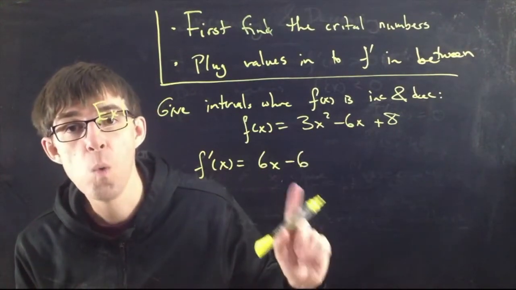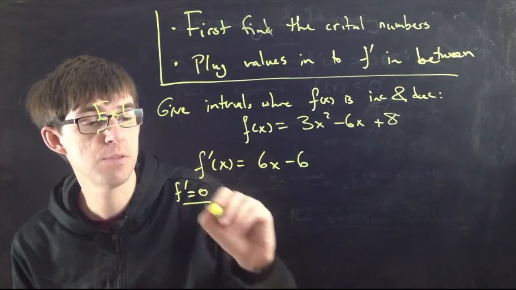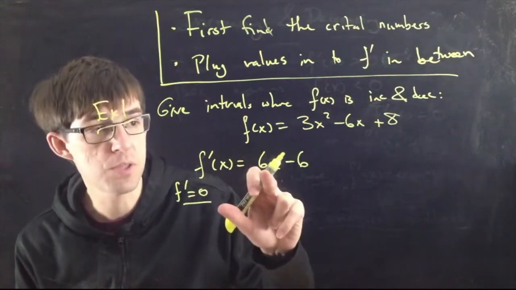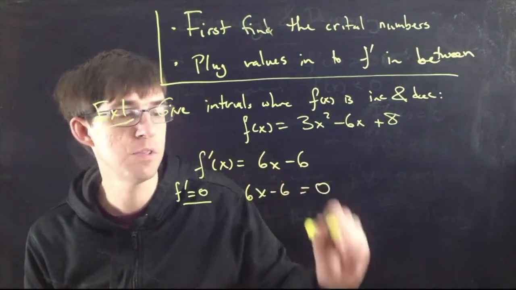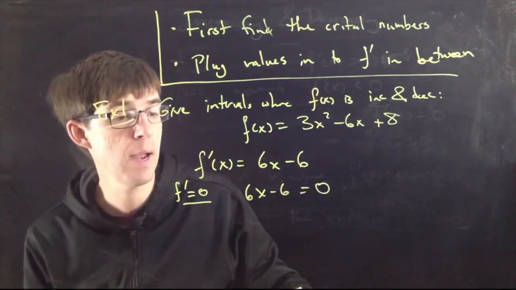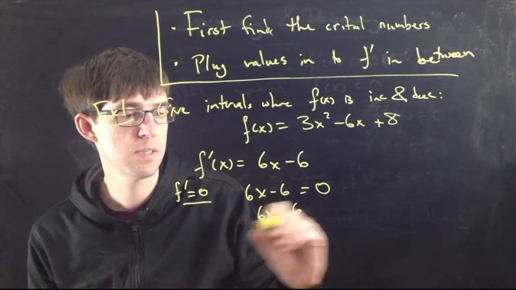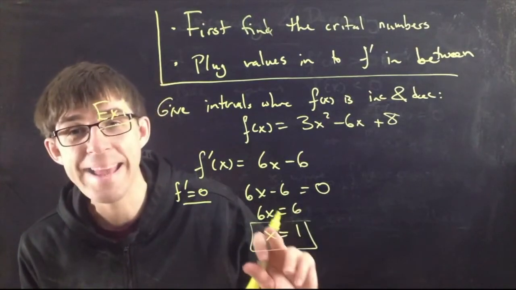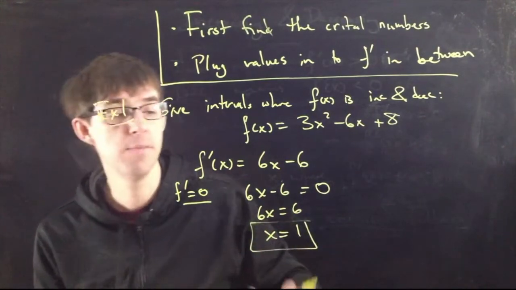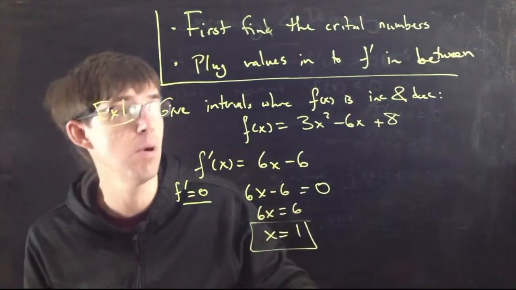I want to know when the derivative equals 0. f prime equals 0 is what I'm trying to figure out. Well, you set this equal to 0. So I go 6x minus 6 equals 0. And then solve for x. You would add the 6. 6x equals 6. Divide by 6. x equals 1. This is a critical number. In fact, it's the only critical number. This is the only place where the derivative equals 0.